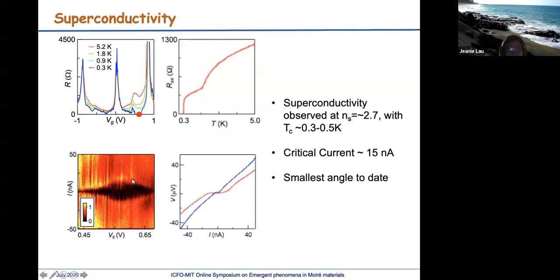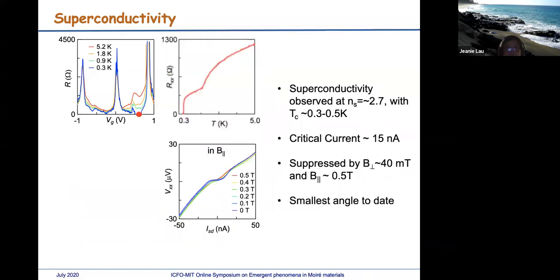Here we're measuring the voltage as a function of the bias current, on the vertical axis, and the gate voltage, on the horizontal axis. The center corresponds to a doping of roughly 2.7 electrons per superlattice cell. The superconducting state, which has zero voltage and zero resistance and is represented by the black region, is outlined here. We're also showing a couple of line cuts at different densities, and the largest critical current we've seen is about 15 nanoamps. So this is a very small twist angle at which a superconducting state has been seen.